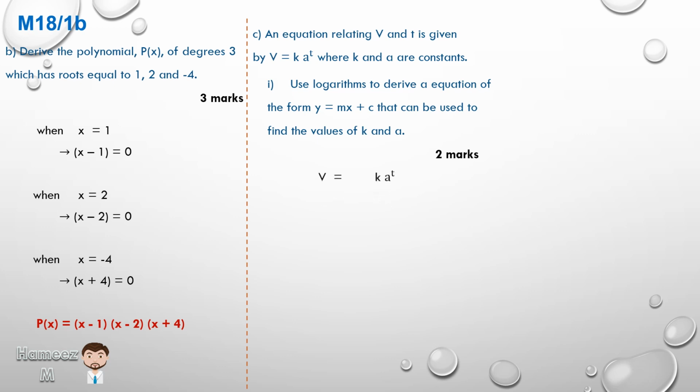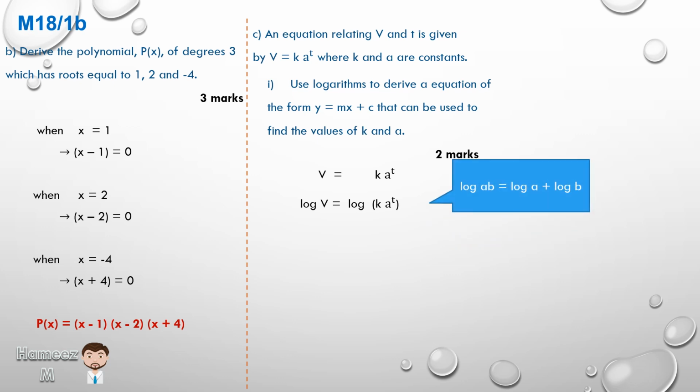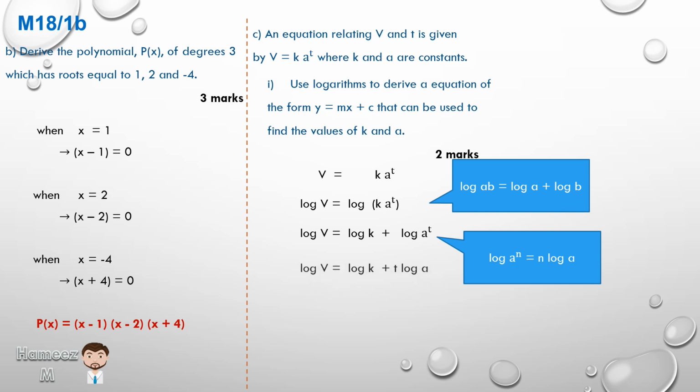So v is equal to k a to the power t. And if we apply logarithms to both sides, it's going to give us log v is equal to log of k a to the power t. Remember the rule that if we're applying logarithms to a product such as ab, then log of ab is equal to log of a plus log of b. So we can rewrite that: log v is equal to log k plus log a to the power t. And if we have log a to the power t, then that's equal to bringing the t in front. So we can rewrite that line: log v is equal to log k plus t times log a.